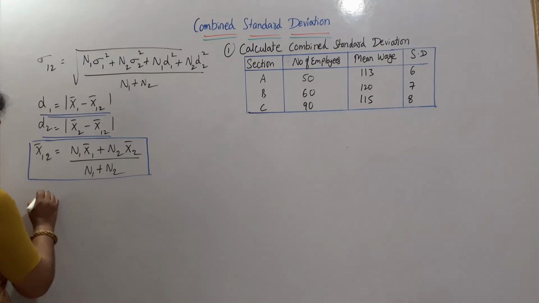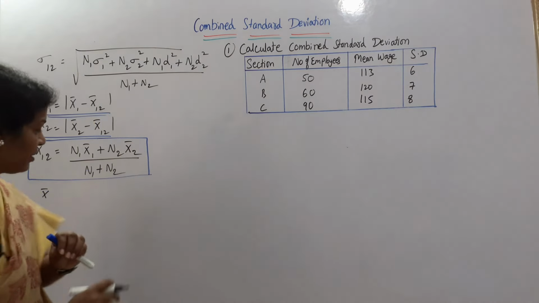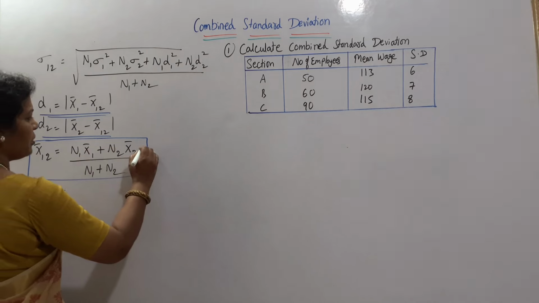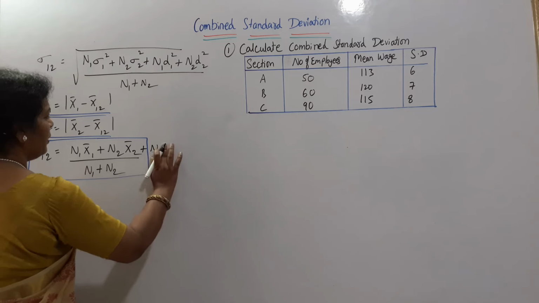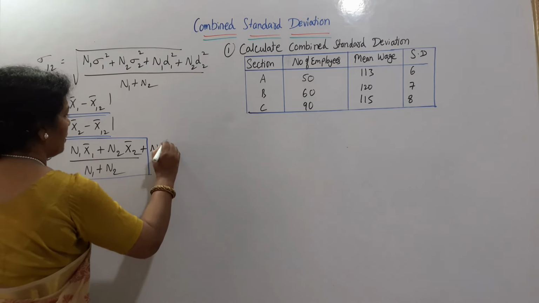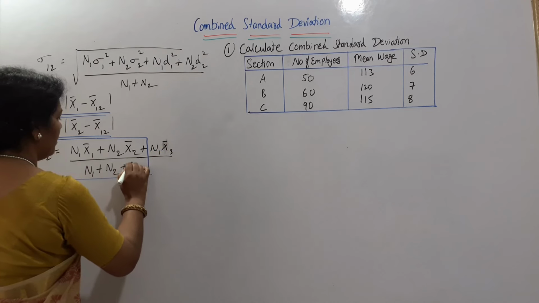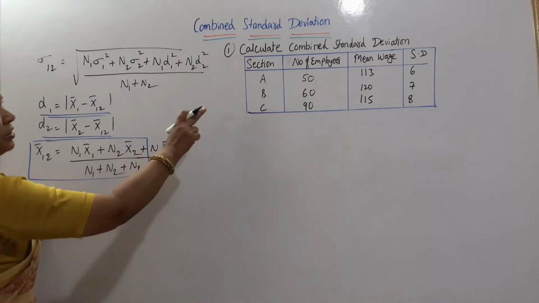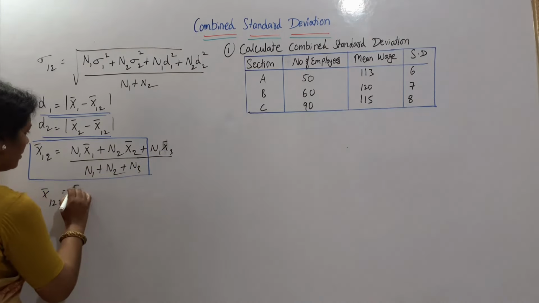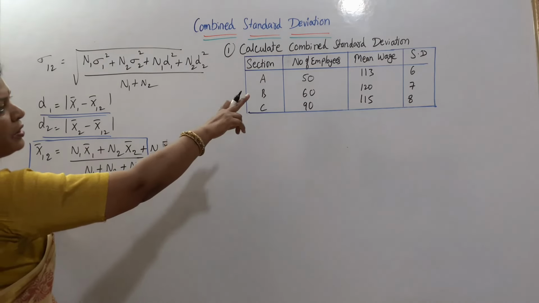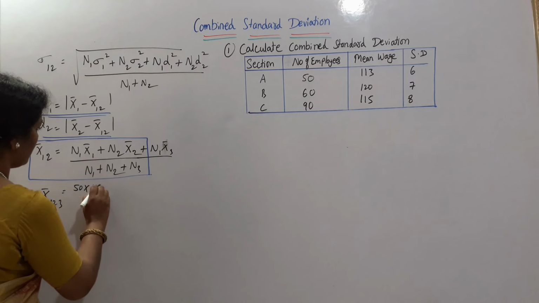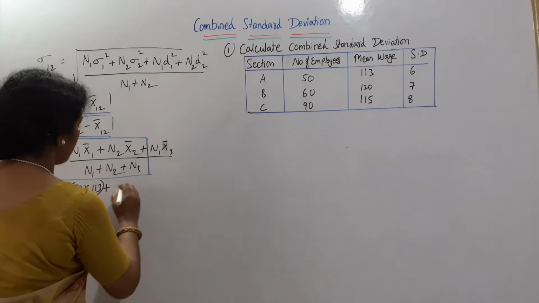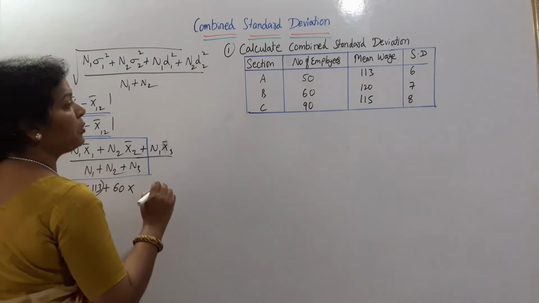So combined mean formula x bar. Here how many sections are there? 3 sections are there. 3 sections means 1, 2, 3. Okay. Formula will be extending to n1 x bar 1 plus n2 x bar 2 plus n3 x bar 3 by n1 plus n2 plus n3. Formula we have extended. Okay. Now as per this formula, n1 is here, n means number of employees, 50 into x bar 1, x bar is 113, plus, we will put it in brackets, n2 x bar 2, n2 is here 60 and x bar 2 is 120.